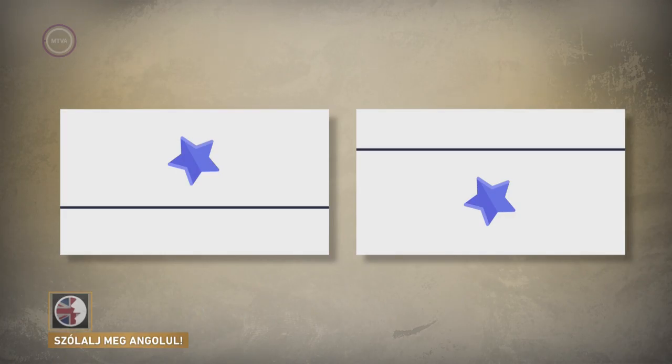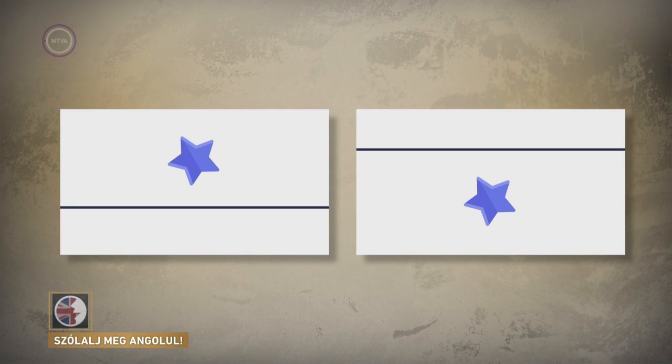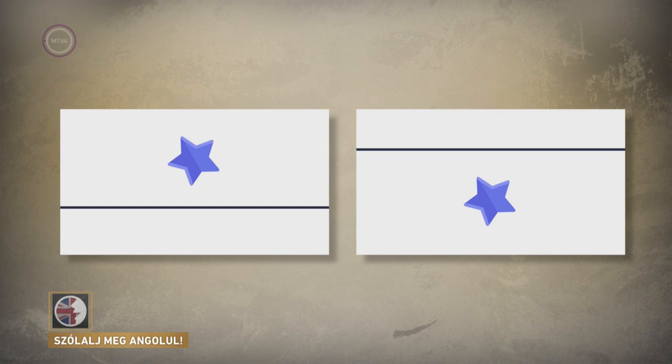Mabel Mixture, let's see the drawing. Okay, so in the picture on the left, the star is above the line. In the picture on the right, the star is below the line. And what was the connection between below and under? Do you remember? That's right. The difference isn't big.